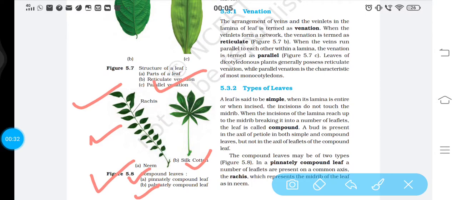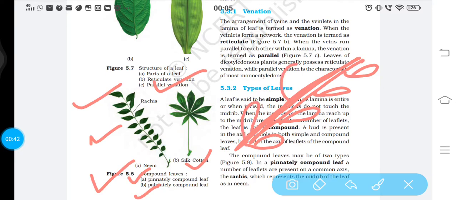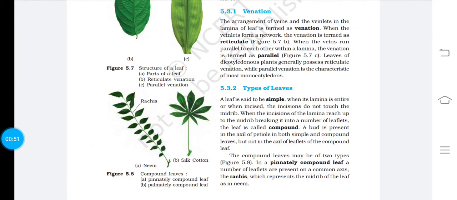What is there in the pinnately compound? In a pinnately compound leaf there is a main rachis. Rachis means the strand over which the leaf is going to grow. Over that we can see the leaf is grown, and this central structure is called rachis, and the leaves which are there are called leaflets, which is mentioned on this side.